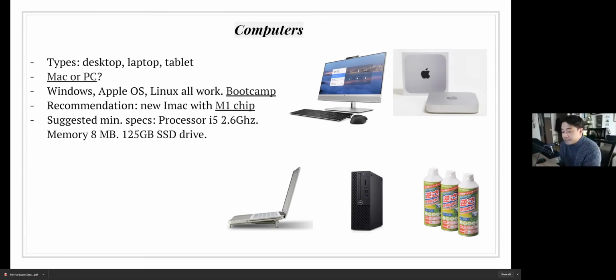Now, these are the specs that I use and that you would want to look for in your current computer, desktop, what have you. It's a little bit technical stuff, I'm sorry, but if you can find the system specs of your PC, laptop, if you can run a processor i5 at 2.6, and if you have memory of 8 MB, and if your hard drive has about 125 gigabytes of space, it's an SSD, not an HD drive.